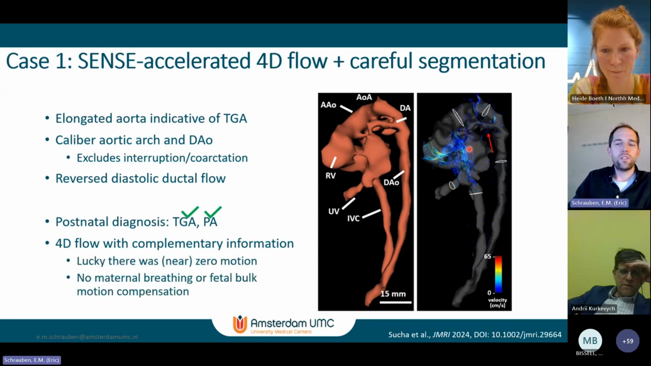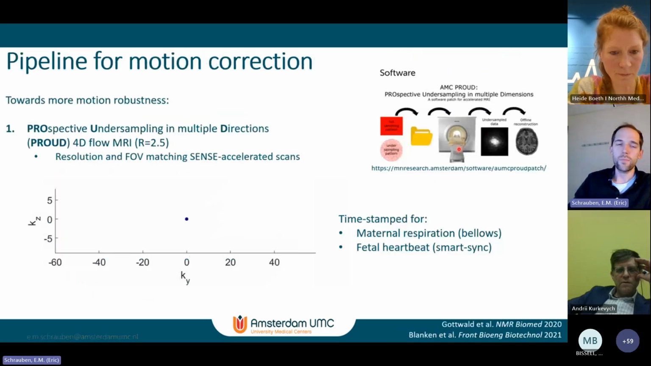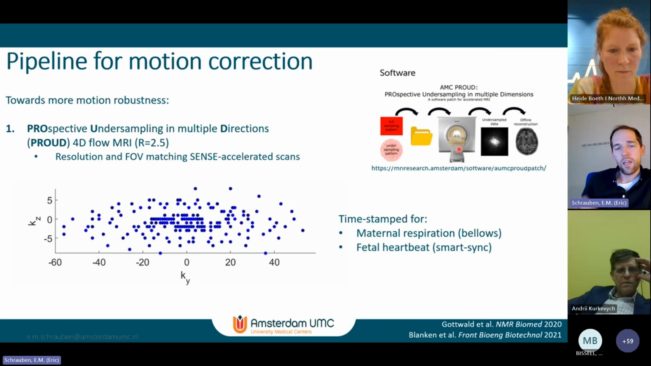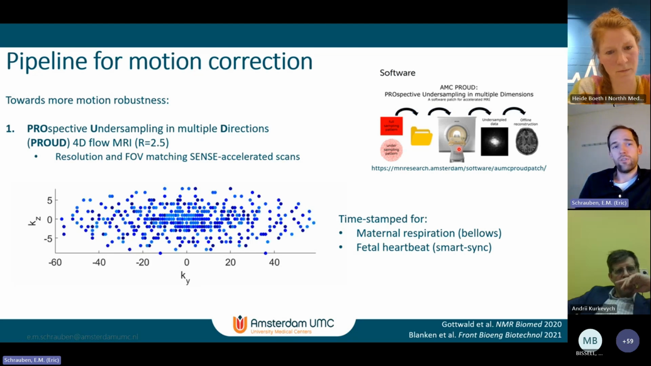It's, however, important to note that we were pretty lucky or fortunate that there was near zero motion during this 3-minute scan. And one thing we do know for sure that both speakers have just talked about is that for scans over several minutes, some motion will occur. And so that's why in the past 18 months or so in Amsterdam, and in collaboration with Alex's group, we've been putting together this pipeline for motion correction for 4D flow MRI, with the hopes of getting it more robust to motion.